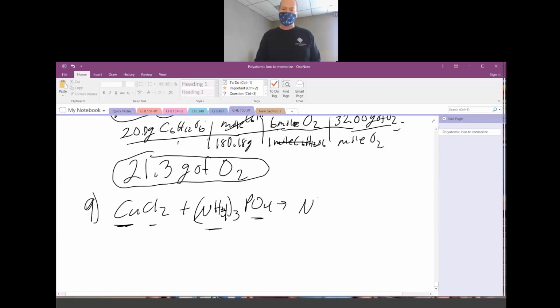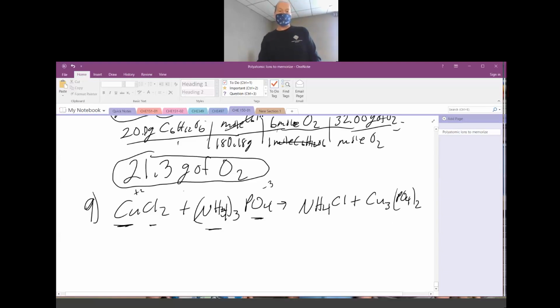All right, so you're going to get ammonium chloride, and you're going to get copper 2 phosphate. So this is your copper 2 and phosphate. This is a +2, that's copper. Phosphate is -3. The least common multiple is 6. So we need Cu3(PO4)2.